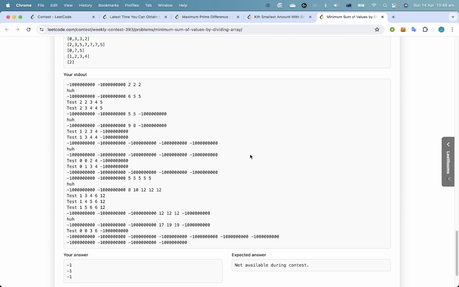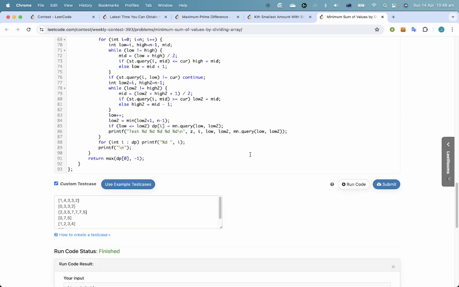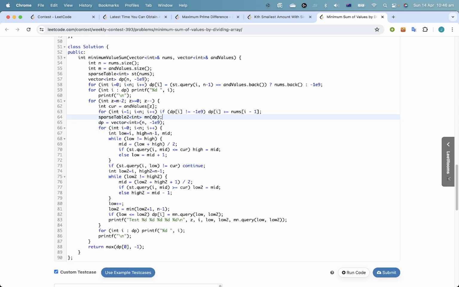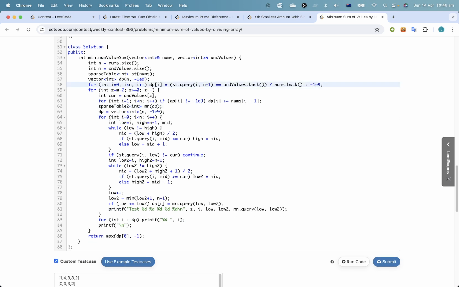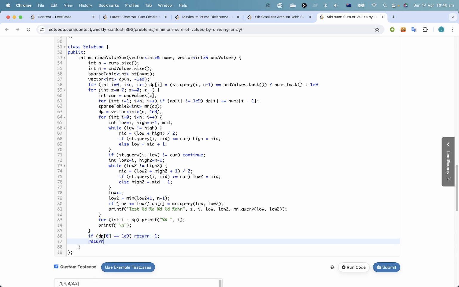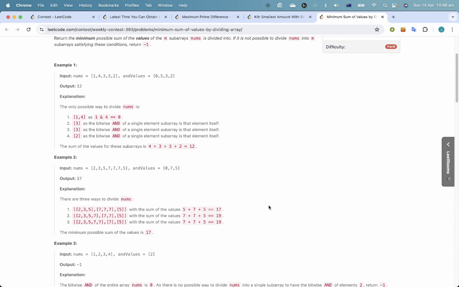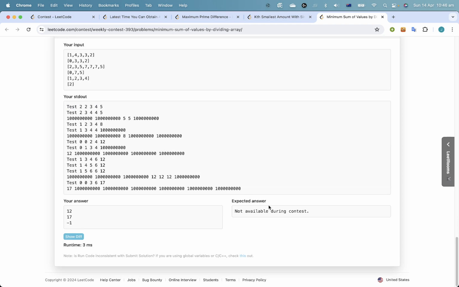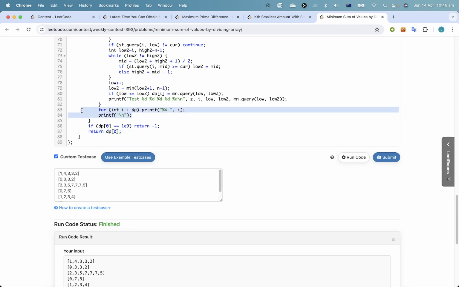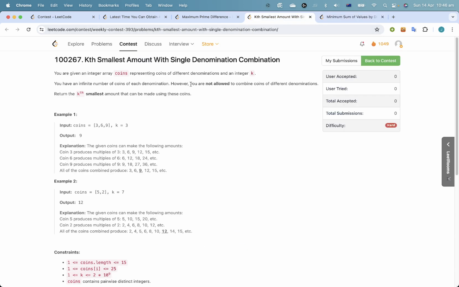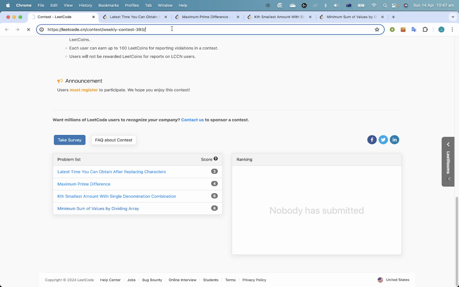Zero, 1, 2. Mine is 0 next, so why is it tying? Oh, I guess I should be using positive infinity for impossible, not negative infinity. Oh, 17, -1. Okay, I think this is correct now. Jesus, that was hard. I bet people have already finished.